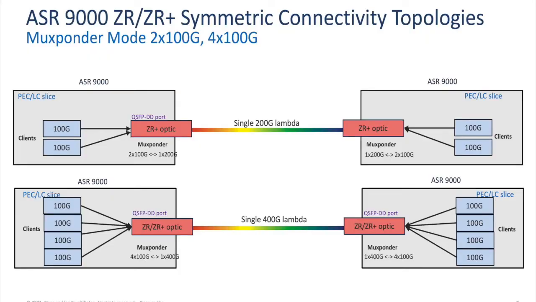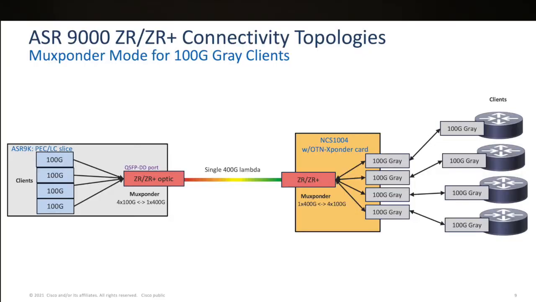In the case of the muxponder mode, we can have a set of different options. Muxponder mode allows carrying several low-rate client signals over the one single lambda. ZR Optic also supports muxponder mode, but only 4 by 100 gigabit configuration is supported. ZR Plus can provide multiplexing of 2 and 4 100 gigabit rates. This is also a symmetric solution, because we have the same router configurations on both sides.